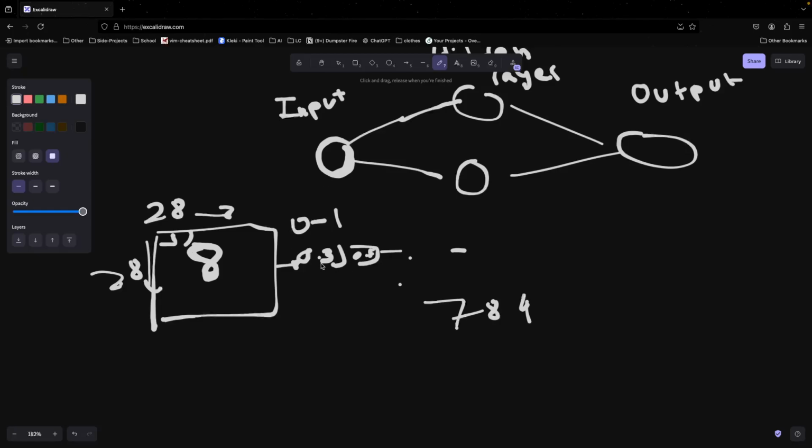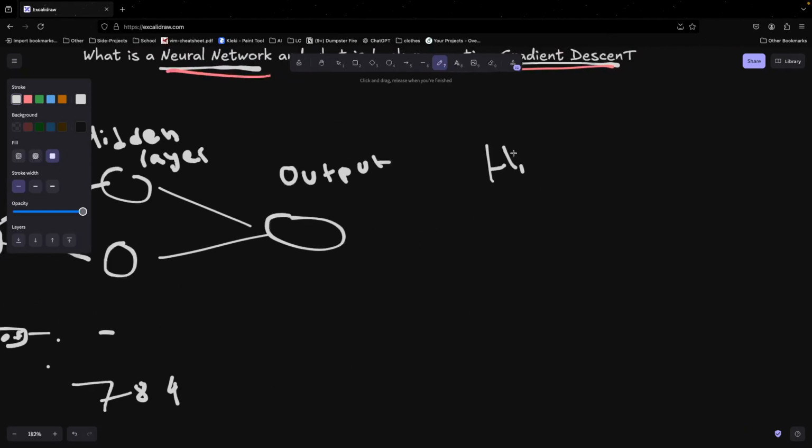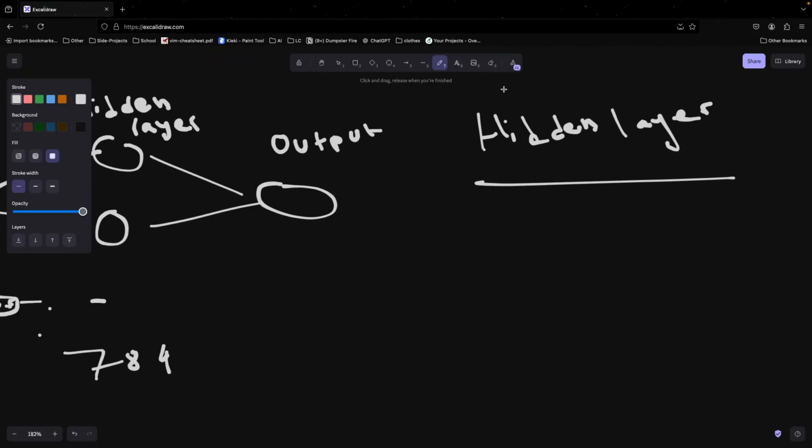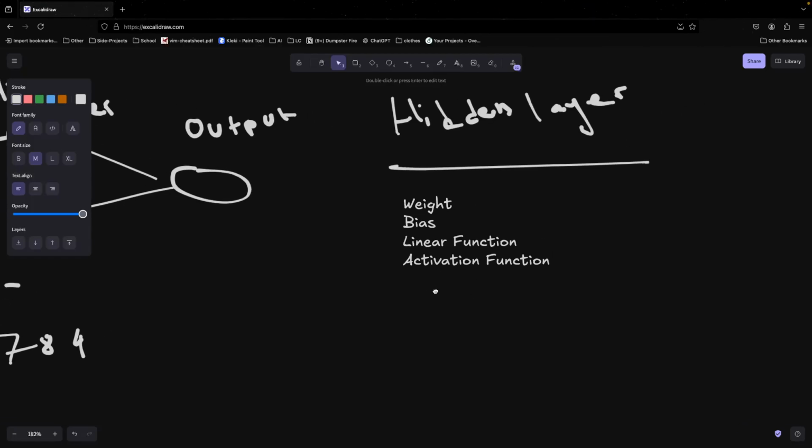For this one example, let's just take this corner pixel value, which we can call A1, which equals 0.3. Now, this A1 goes into the hidden layer. So what is the hidden layer? The hidden layer consists of a few different parts. It has something called the weight. It has something called the bias. Something called the linear function. It has something called the activation function. So now what are all these?